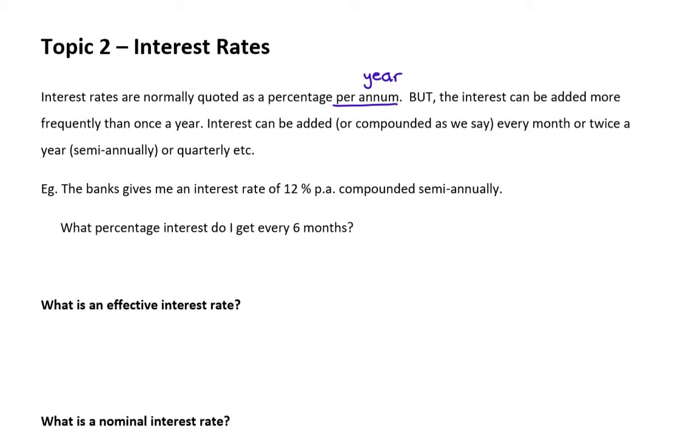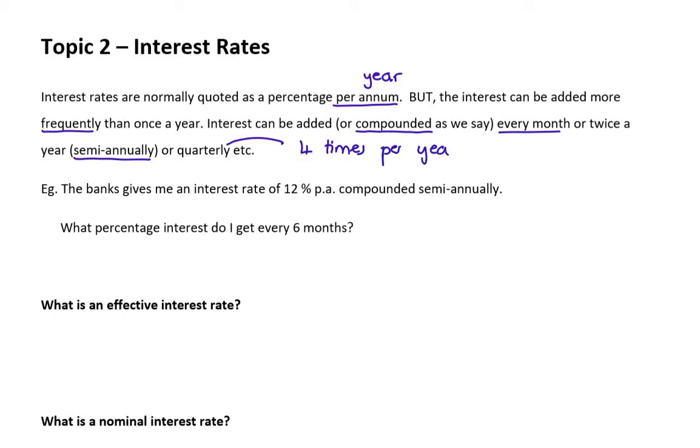Interest is generally added more frequently than once a year. The better way to say this mathematically is we say interest is compounded. It could be compounded every month. It could be compounded twice a year, that would be every 6 months, and the word for that is semi-annually. Or it could be compounded quarterly.